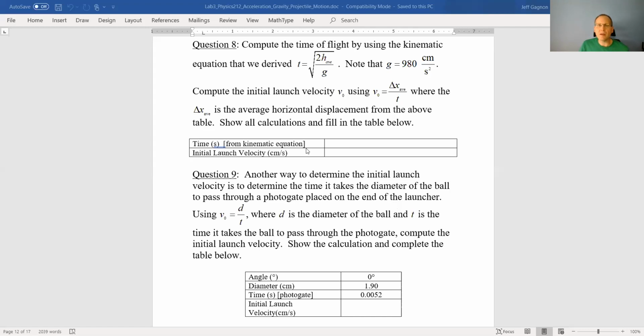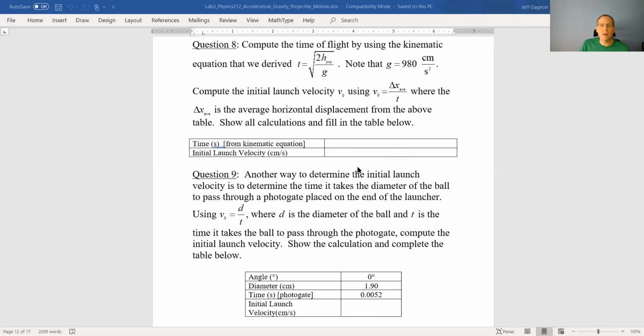So as I was saying earlier, one way of computing the velocity is to take that average horizontal displacement, how far the ball went horizontally, divided by the time of flight, and we're going to use this equation to calculate the time of flight. Okay, so record your values in here. So this is going to be the time of flight, and the velocity is going to be the second row here.